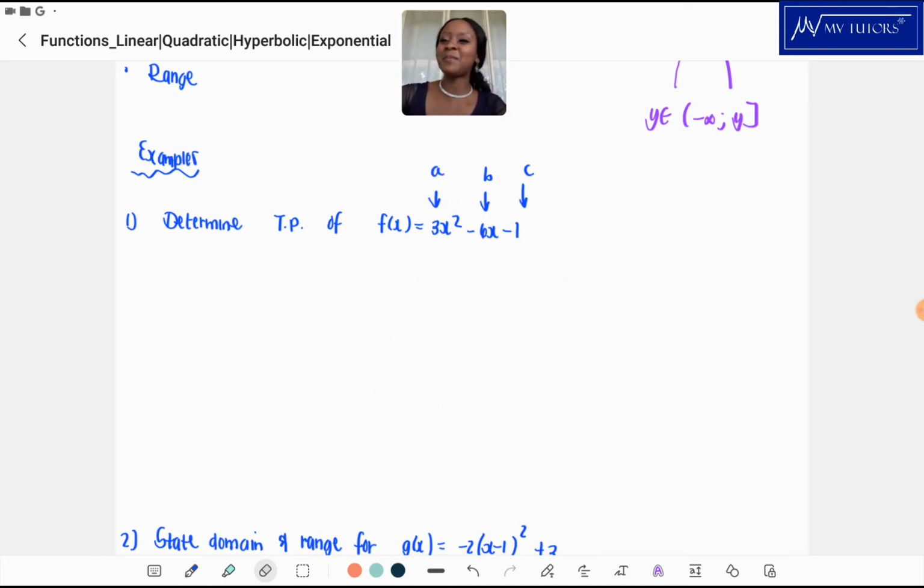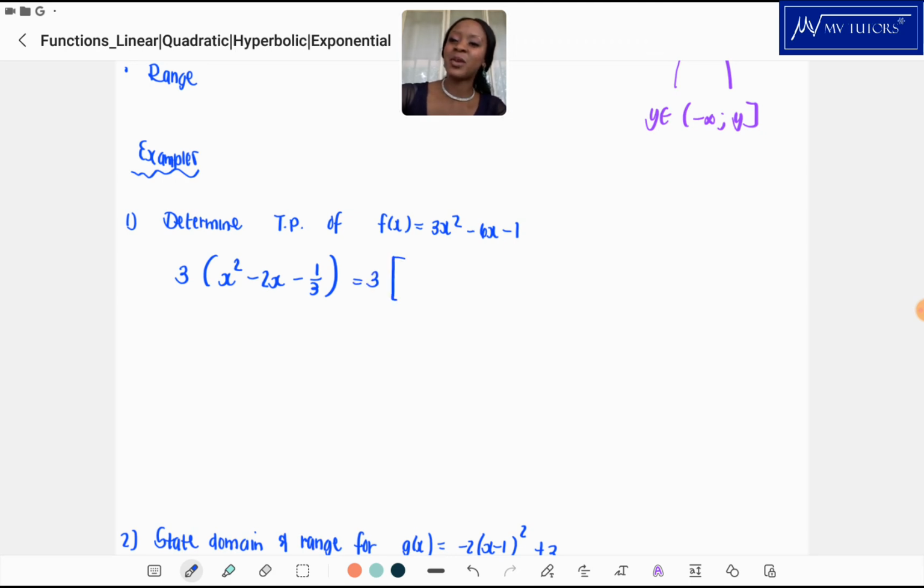Okay, so the first rule about completing the square, ladies and gents, is that you have to remove the coefficient of x squared. You need to have a coefficient of 1. So the first thing I'm going to do is take out 3. And what am I left with? I'm left with x squared minus 2x minus 1 over 3. Okay, now I can start completing the square. You can't have any coefficient of x squared other than 1, or else it will not work out. It will be wrong.